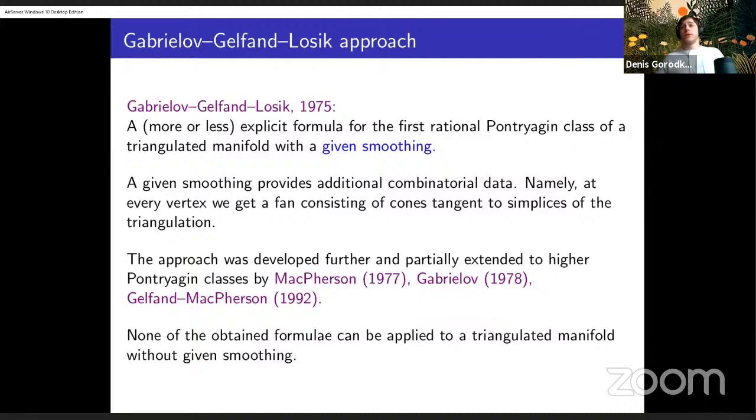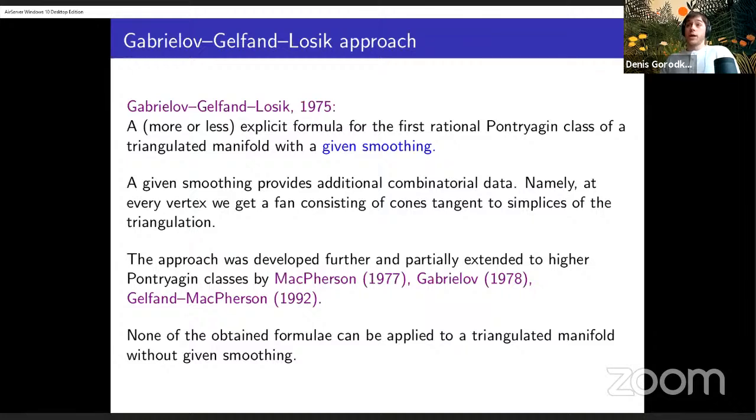This approach was developed further, and moreover, the step of a given smoothing can be omitted, but you have to approximate around among all smoothings of a triangulation, which is also a very difficult step. The only known computation using this formula is a work by Millin, and it takes 25, I believe, pages for a 9-vertex triangulation of a complex projective plane.